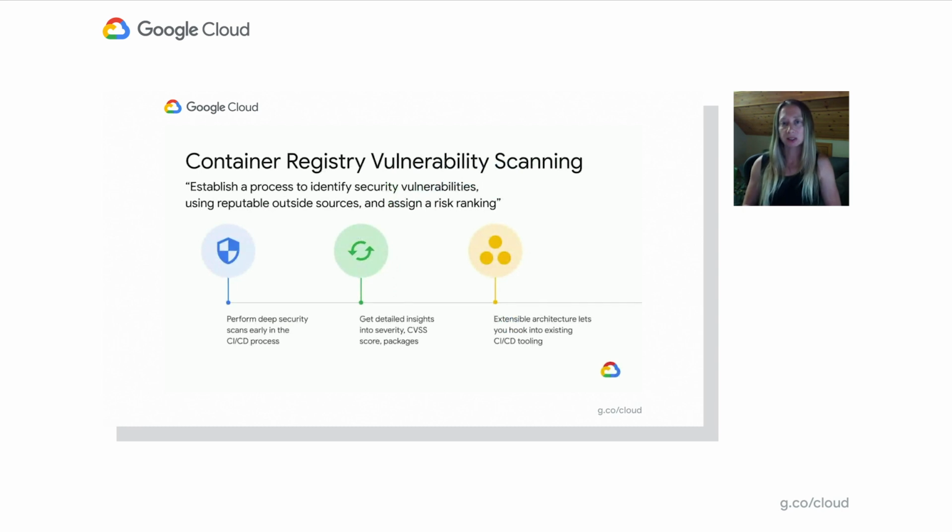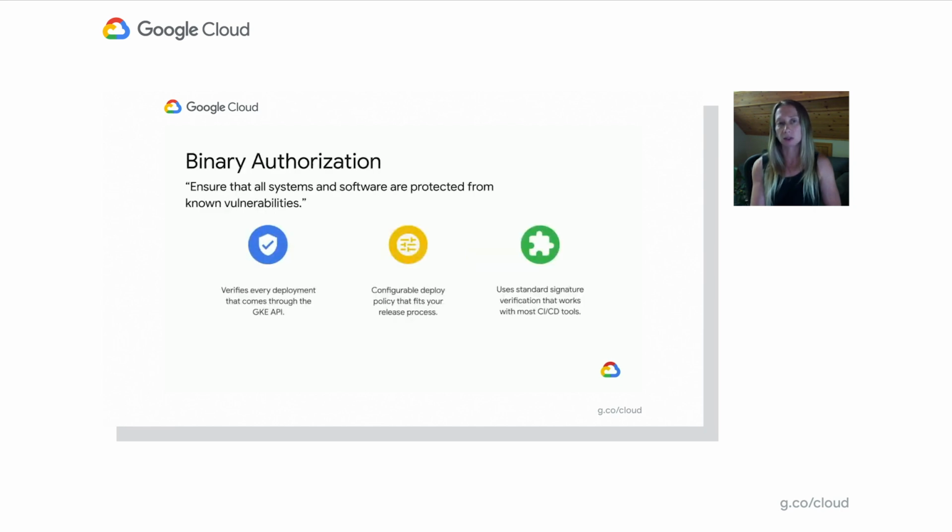So for a requirement such as establish a process to identify security vulnerabilities, you can use container registry vulnerability scanning. This checks the images that you push into the registry for known security vulnerabilities. It is constantly refreshing its vulnerability database by ingesting corresponding vendor security feeds so that you can be notified of new vulnerabilities that may have previously affected scanned containers. You can also tie this in with Pub/Sub to get notifications, so you can integrate this with your CI/CD process or file bugs for newly discovered vulnerabilities.